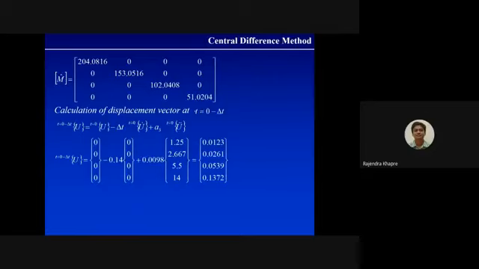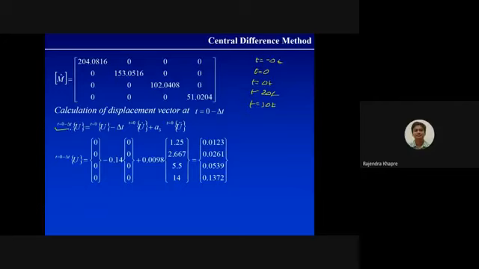Then if you remember correctly, we know the response at t is equal to 0. We are interested in what is the response at t is equal to delta t, t is equal to 2 times delta t, t is equal to 3 times delta t. So for this we should know what is the displacement at t is equal to minus delta t, that is one step prior. So this has to be calculated over here.